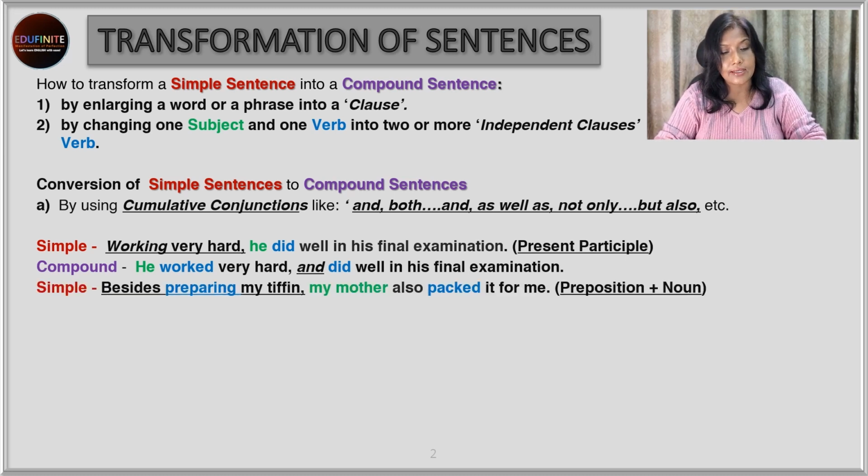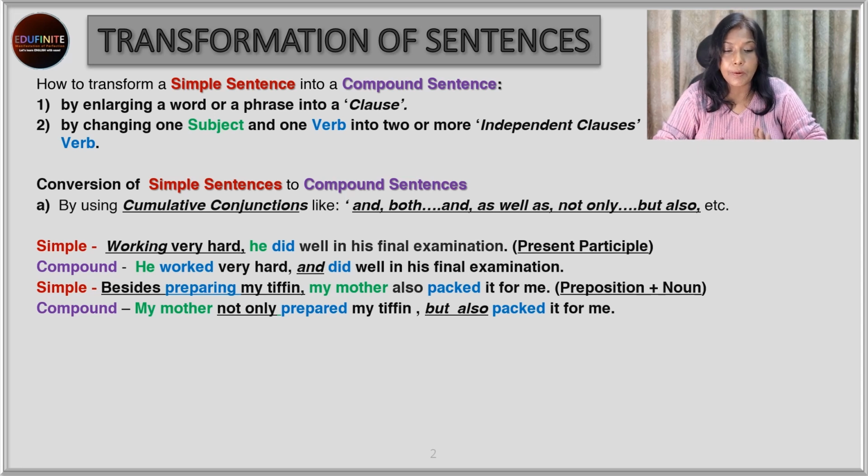Now the next sentence: Besides preparing my tiffin, my mother also packed it for me. Here, the phrase of the simple sentence which we will expand and turn into a clause is "besides preparing my tiffin." "My mother also packed it for me" is the independent clause of this simple sentence. Now, let's see how we do it. My mother not only prepared my tiffin, so we are using "not only" before "prepared my tiffin," and then we add "but also packed it for me." So we are using not only, but also. This is how we join the two independent clauses to make a compound sentence.